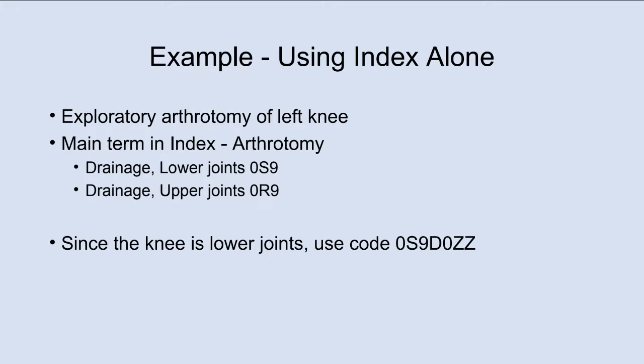So here's another example. Exploratory arthrotomy of the left knee. So the main term in the index is drainage, for arthrotomy. You have drainage lower joints, drainage upper joints. So the knee obviously is the lower joint, so you're going to use 0S9D0ZZ. So this gives you the first 3 digits, which is enough to go to the tables.